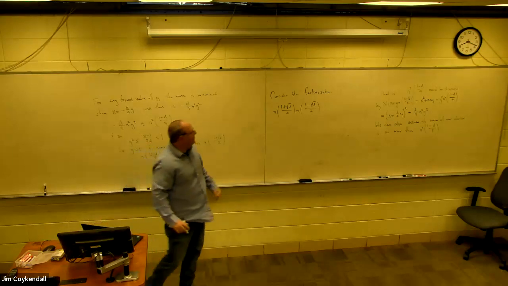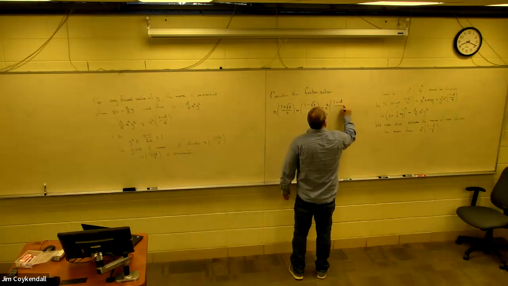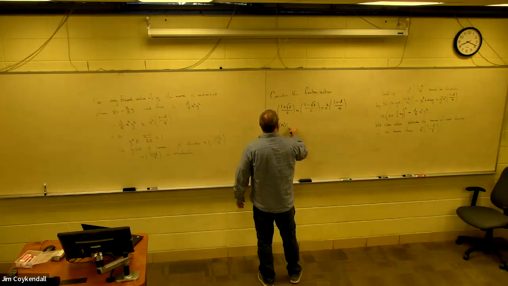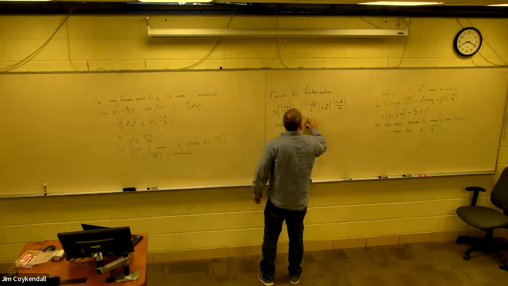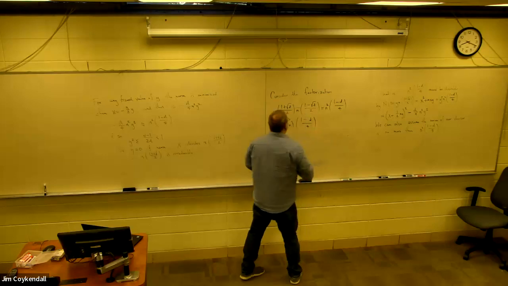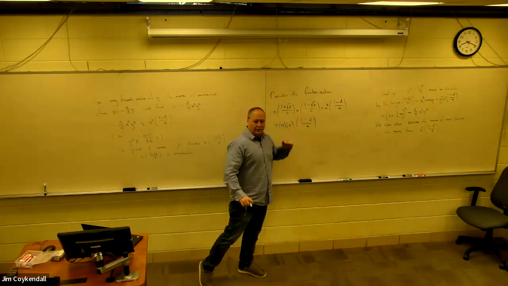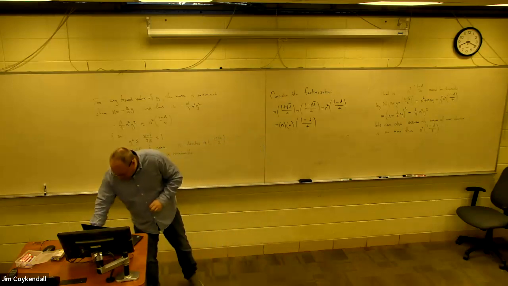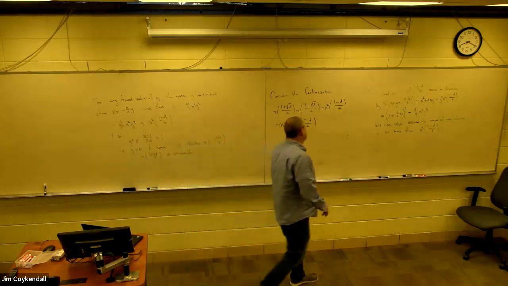So this is n squared, which is n times n. Oops, 1 minus. Now, I've got two factors on this side. And it looks like I've got too many on the other. Or do I?